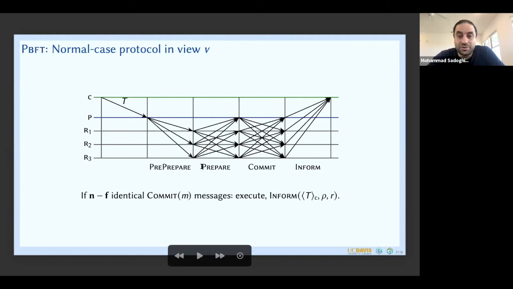This prepare phase ensures the primary didn't lie about sequencing the message. The second phase ensures that if the message was correctly prepared by the primary, then it will be remembered. And if enough people have seen it, enough informed messages will be sent to the client. And if the client gets enough informed messages, meaning enough people have observed it, then anything that happens later on, the primary changes or the view changes, that message will survive.